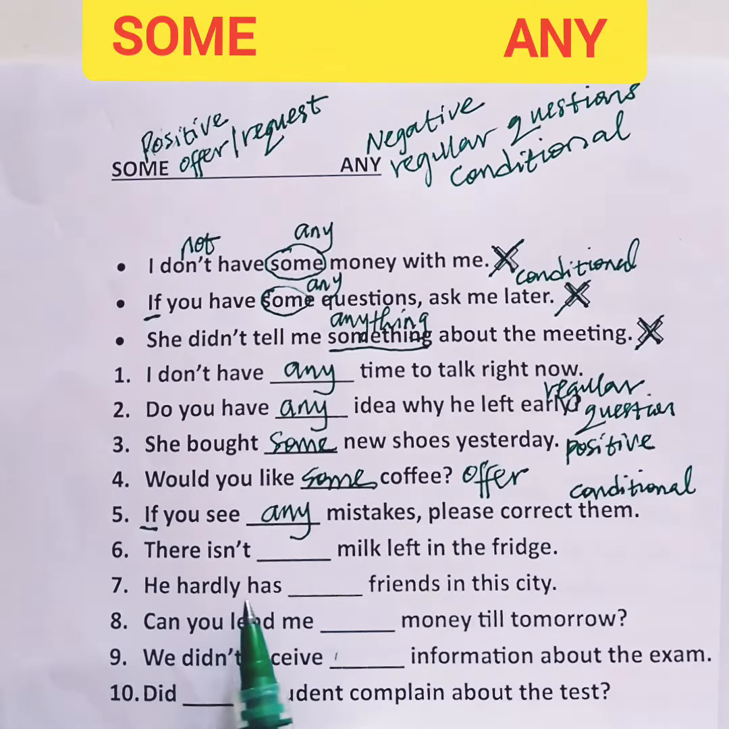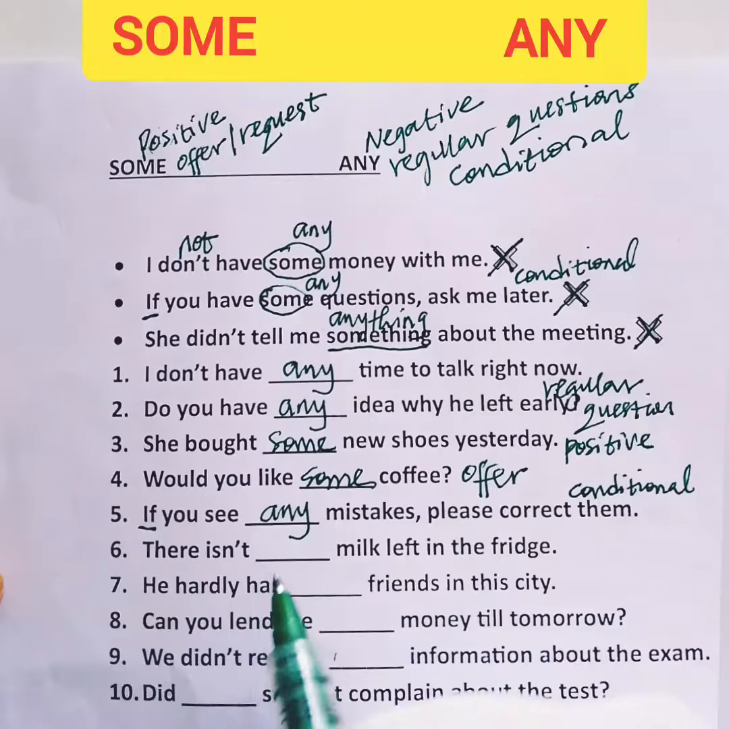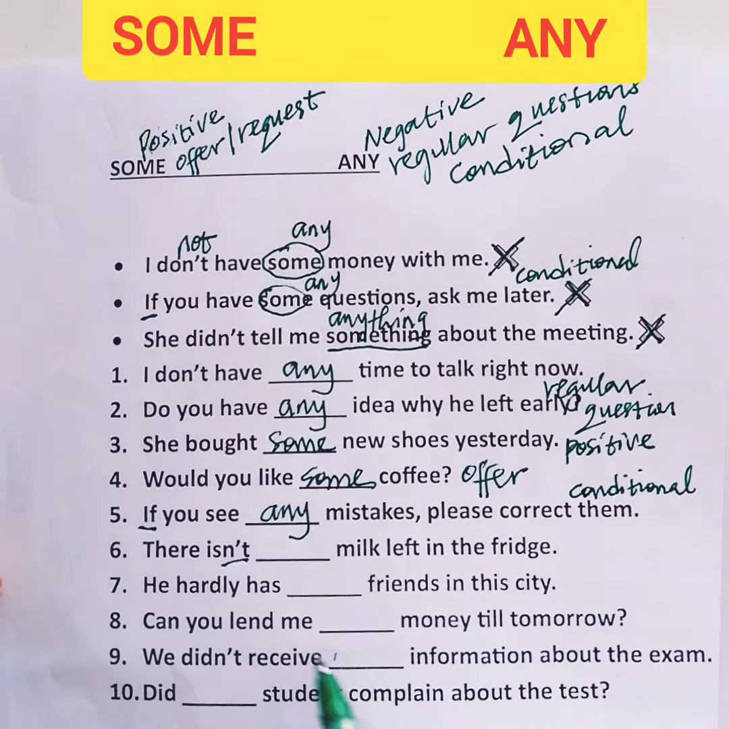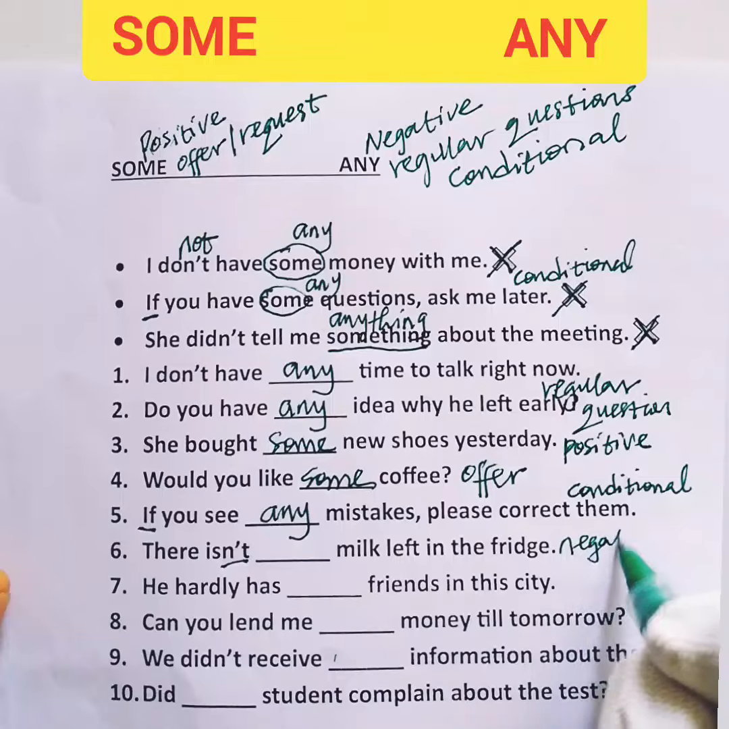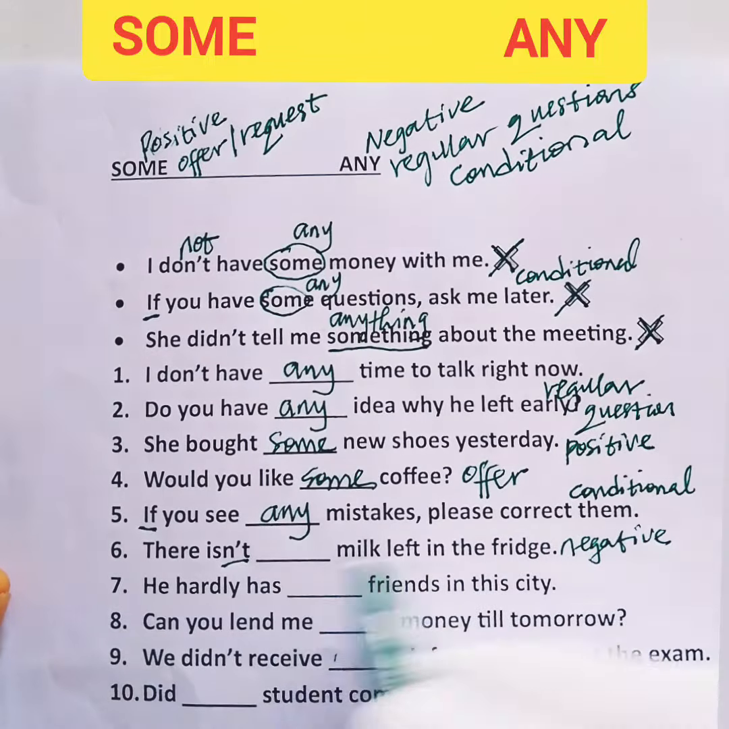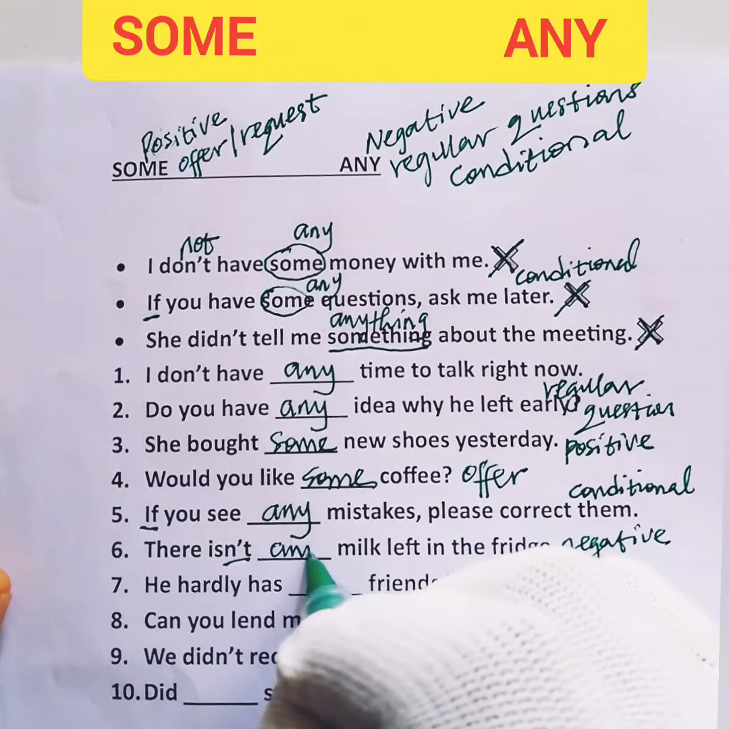6. There isn't blank milk left in the fridge. Look at this. We have a negativity here. So when you have a negative sentence, make use of any.